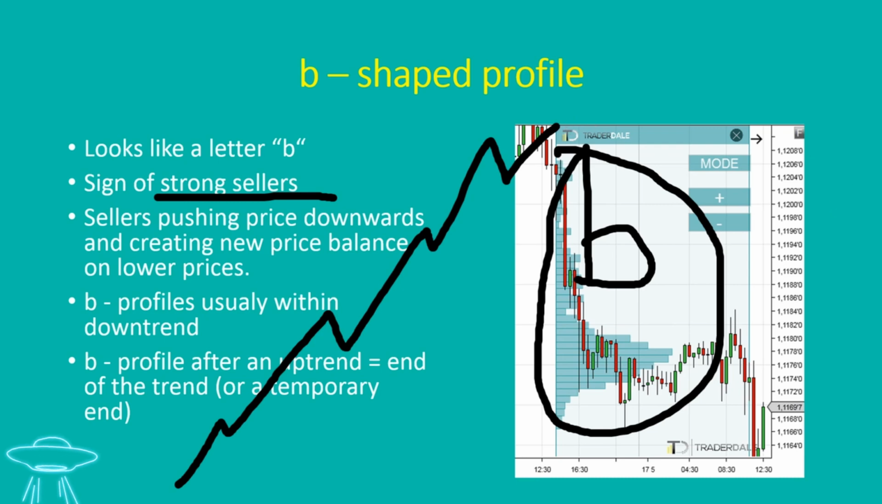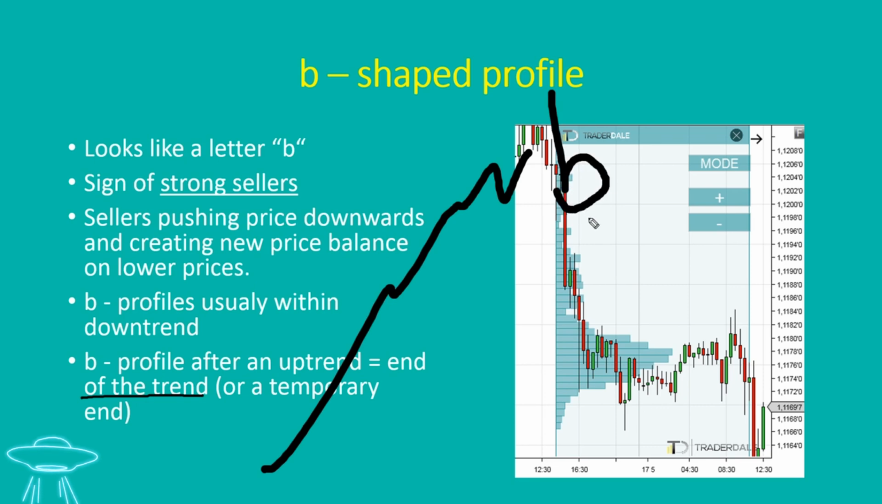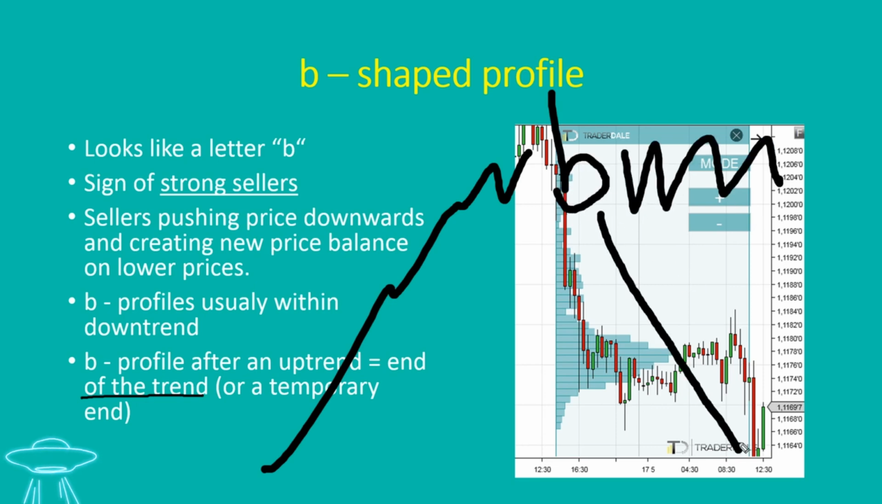So those sellers prevent those buyers to push the price even higher, and if those sellers are strong enough, they start a new trend. If not, then there's likely to be a rotation. But it's not very likely to see a B-shaped profile after an uptrend and nothing happens, the uptrend continues. This is not very common. Alright, so when there is an uptrend and a B-shaped profile, there's likely to be a rotation or change of a trend.